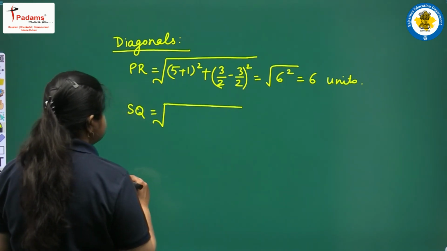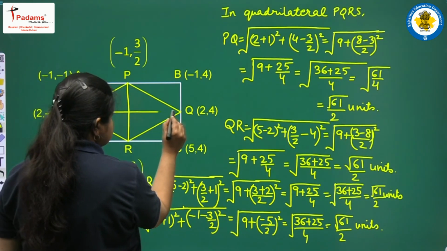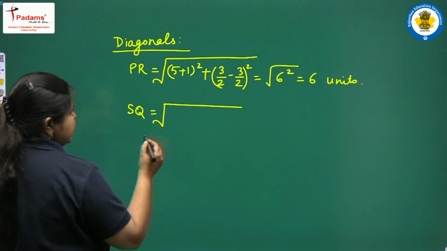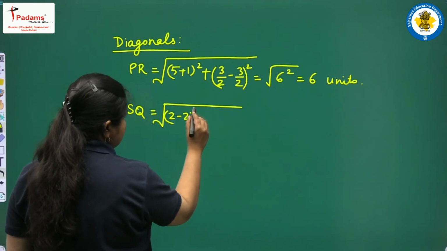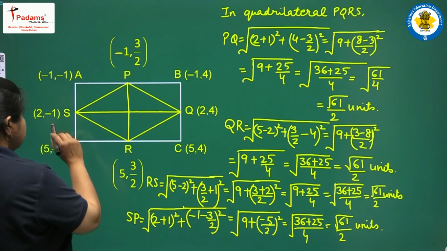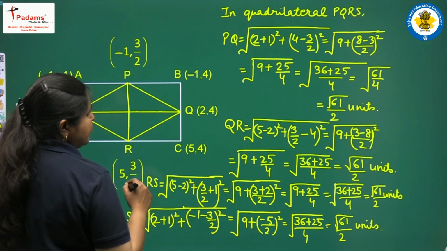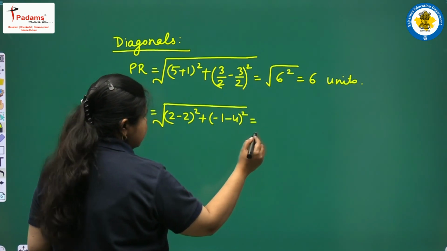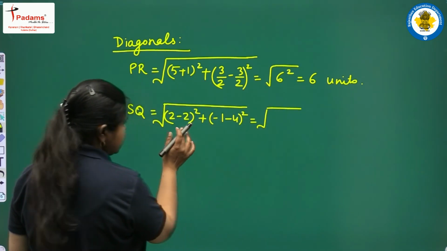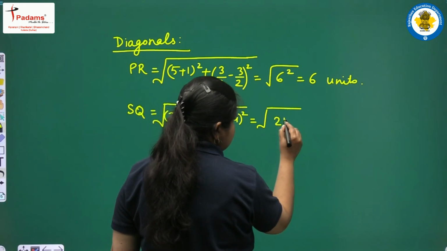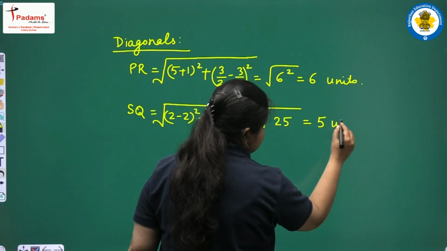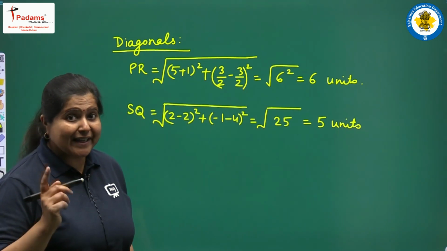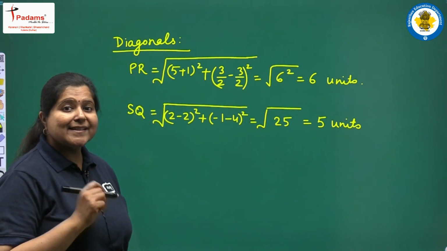Square root, here we see SQ. This is the second diagonal. 2 minus 2, here we will write 2 minus 2 whole square, plus here we will have minus 1 minus 4 whole square. This will be equal to square root, this part will be 0, and here we will have 25. Again it will be 5 units. So what do you see? Are the two diagonals equal? No, they are not, and so this is a rhombus.